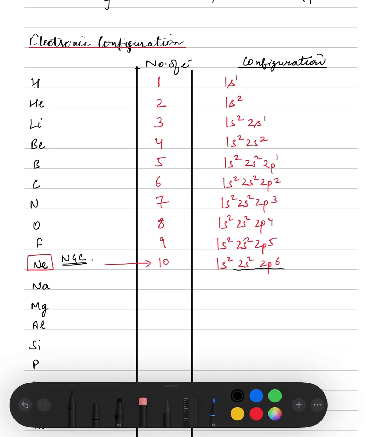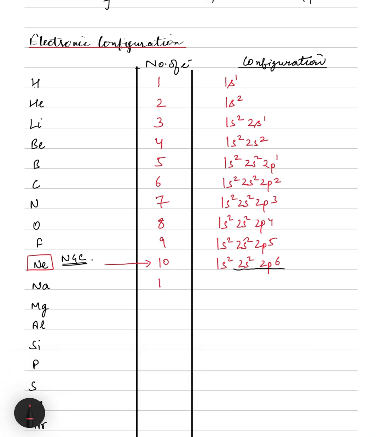Now when we write the electronic configuration of sodium, it has atomic number 11. There are 2 ways I can write it. Either I will write it in the proper way, starting from 1s till the end. It will be 1s2, 2s2, 2p6, and then 3s1. One is this way to write it.